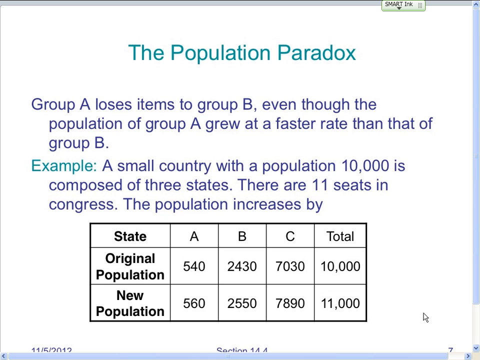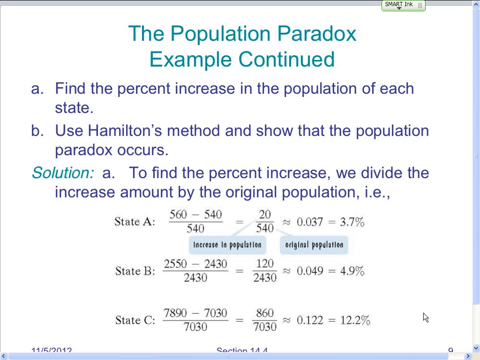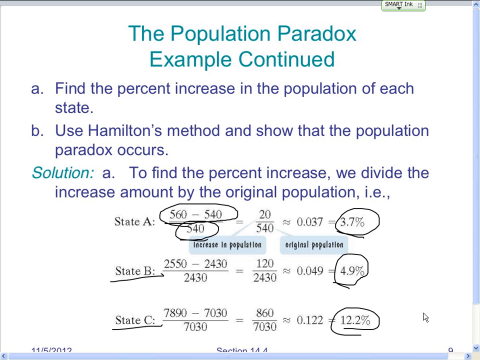To figure out the percent increase, you subtract the two numbers and divide by the original. So the percent increase for state A: 560 minus 540, subtract the two numbers, divide by the original 540. So 20 divided by 540, make it a percent, we're talking about percent increase, a 3.7% increase. Do the same for state B and state C: 4.9 and 12.2.